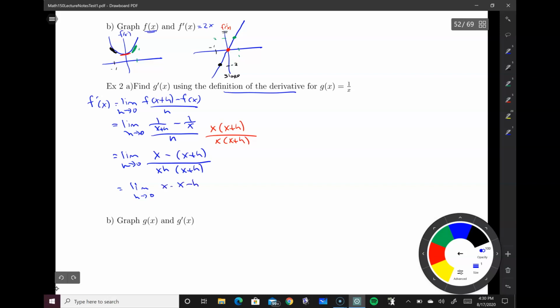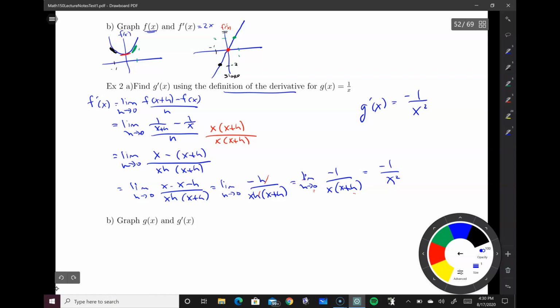Limit as h goes to 0. x minus x minus h. So I just get a negative h on the top. So I can see I can cancel the h's. Let me write my simplified version here: -1 over x times x plus h. All right, I'm ready to go. I can plug in h equals 0, and I get this. So the derivative is negative 1 over x squared.